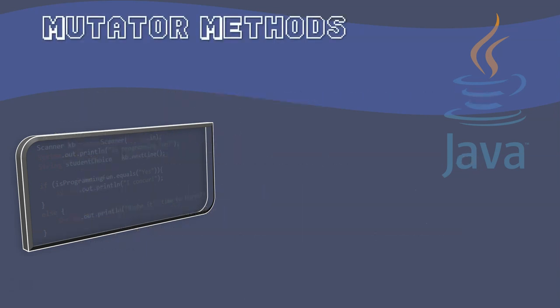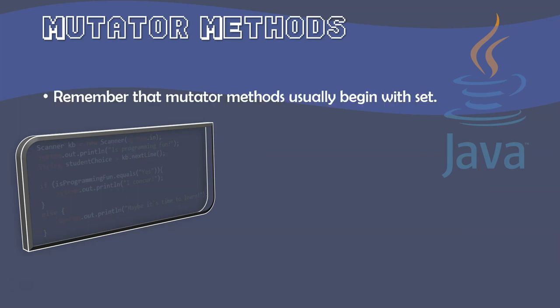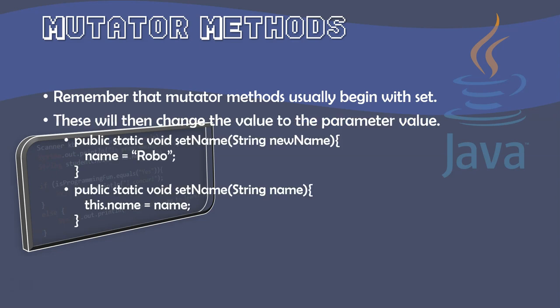But if we take a closer look at our mutator methods, one of the most common things we're going to see is that these are a lot of times known as set methods. These are the methods that we're going to use to set a value. And that value is a lot of times controlled by what we're passing in as a parameter value.